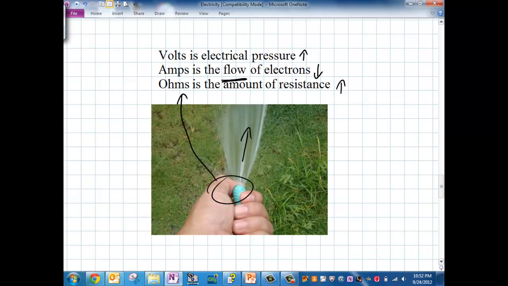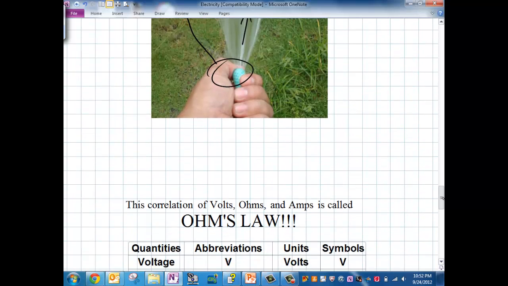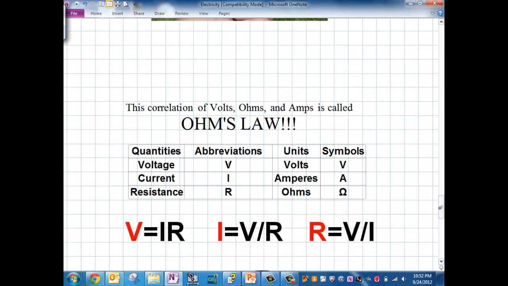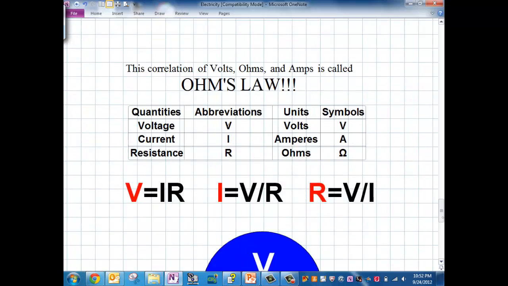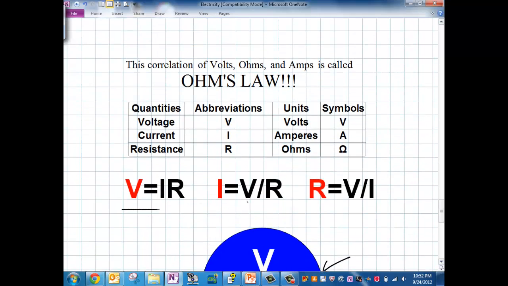So this whole correlation between volts, amps, and ohms was figured out and later called Ohm's law. So Ohm's law, in its simplest form, looks like that, right here. Okay, written out, you'd see it more like these 3 equations.